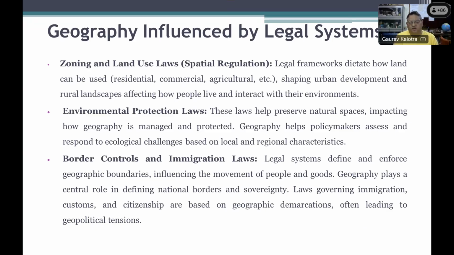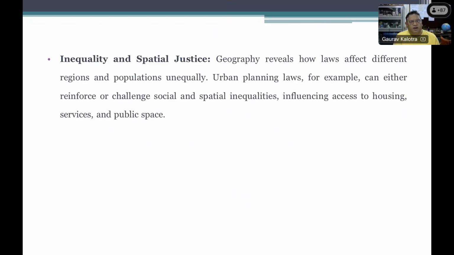Border controls and immigration laws. Legal systems define and enforce geographic boundaries, influencing the movement of people and goods. Geography plays a central role in defining national borders and sovereignty. Laws governing immigration, customs, and citizenship are based on geographic demarcations, often leading to geopolitical tensions.